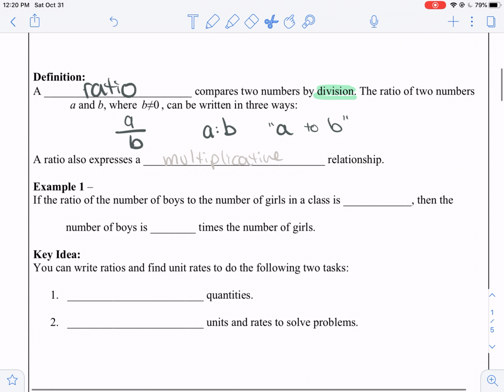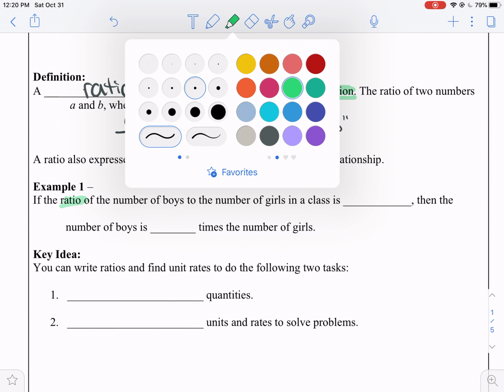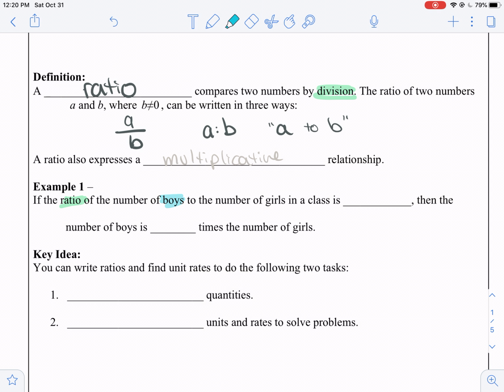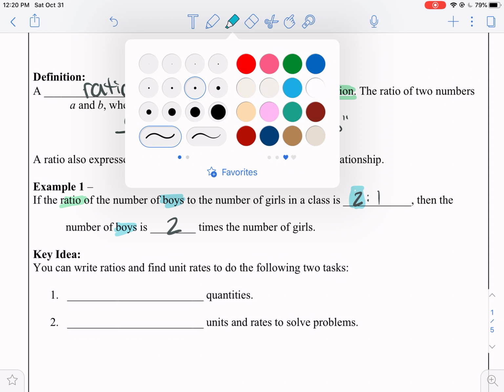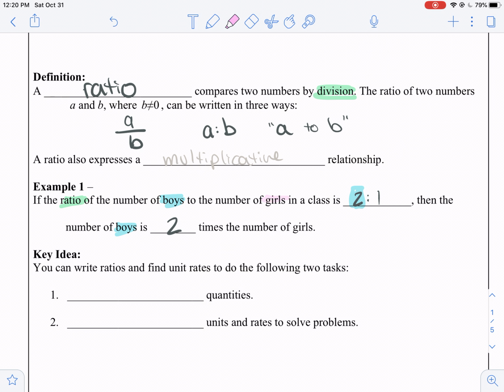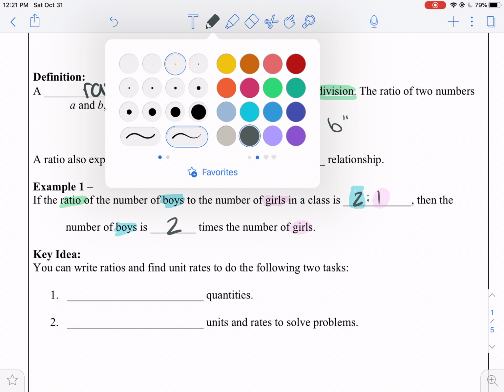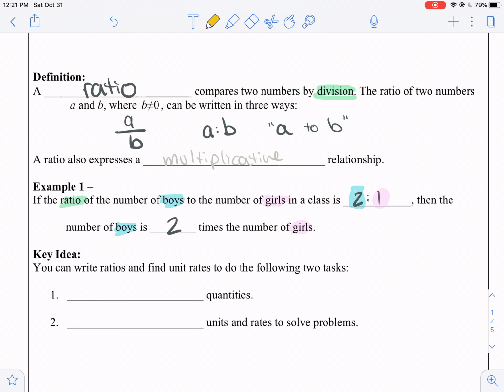So here we go. If the ratio of the number of boys in this class to the number of girls in this class is 2 to 1, then we say the number of boys is 2 times the number of girls. This, I think, is approximately true for our class. I don't know. I would have to look it up again. But if boys to girls is 2 to 1, then for every girl, we have twice the number of boys. Our key idea of the day is going to be in yellow because it's a key idea. So here we go.